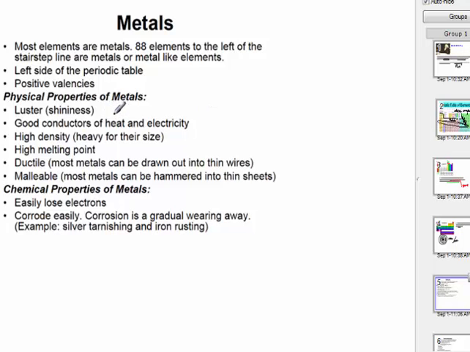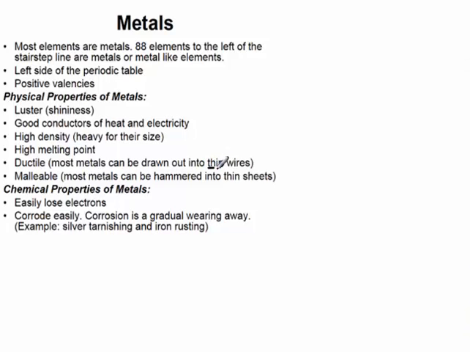All right, for metals, the vast majority of all the elements on the periodic table are metals. Let's look at some of their general properties. Metals, we know, have what we call luster. They're really shiny. They're good conductors of heat and electricity. They have a really high density and a high melting point. They're ductile. That means most of them can be drawn out into thin wires.